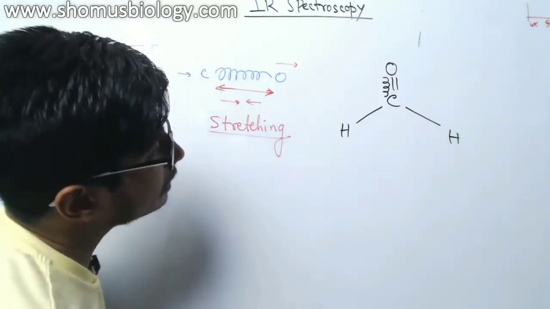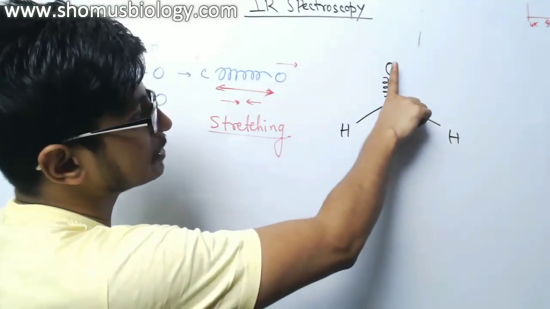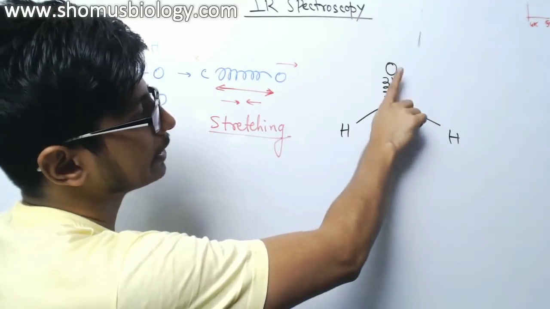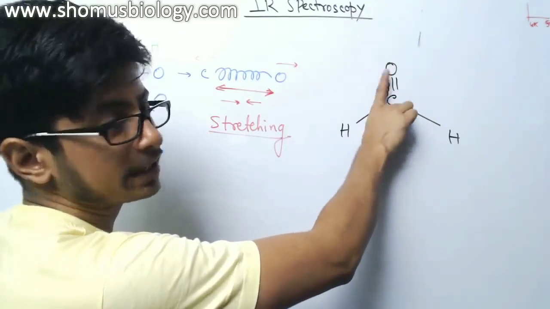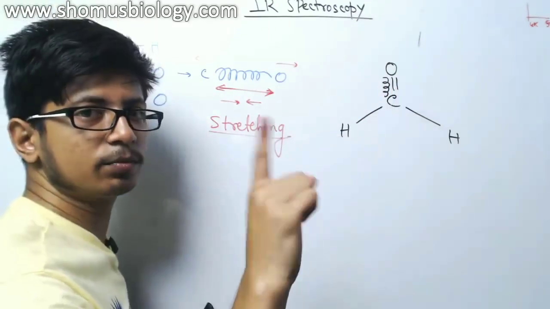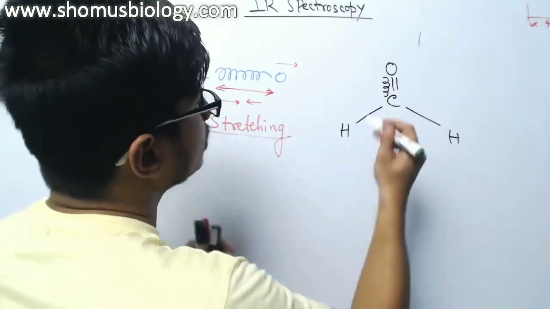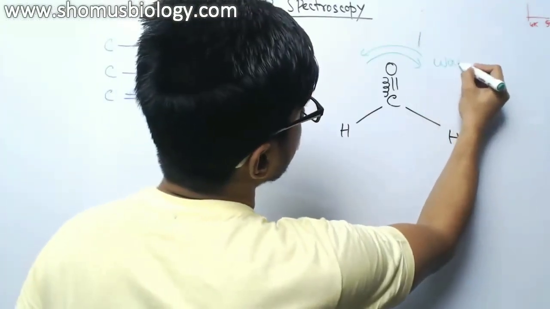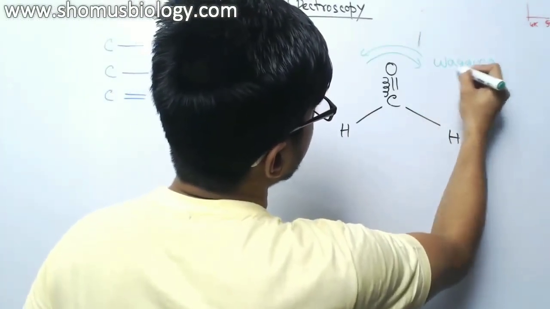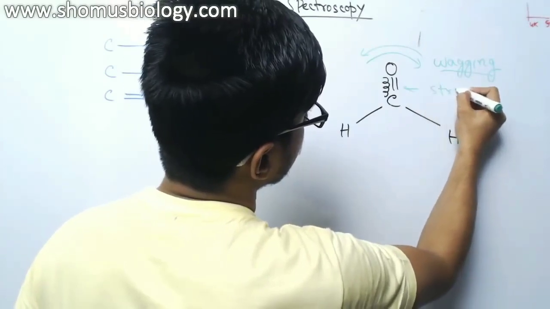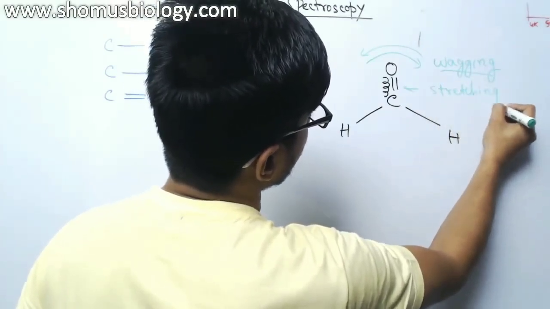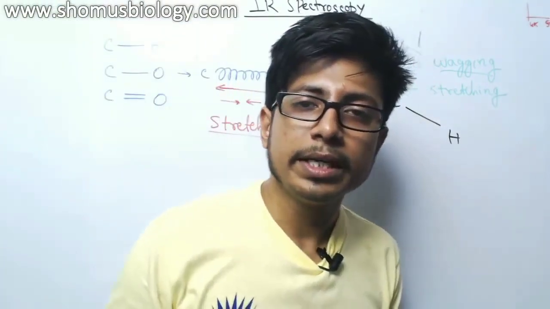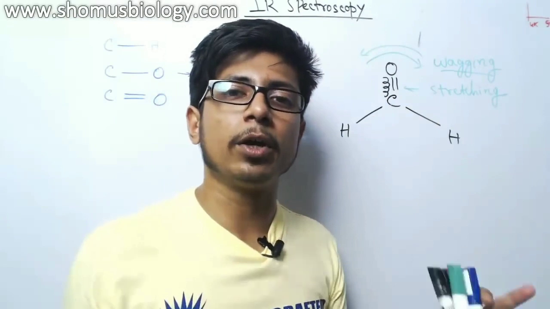And also there is another effect. Let's consider this oxygen is attached to the carbon, and it can also rotate in a zigzag fashion like that. This is known as wagging. This head is moving like this. So this is the wagging movement. So we have wagging and we have stretching here. Two types of effects that we can always see. So in this chemical compound, you will always see this stretching and wagging going on.